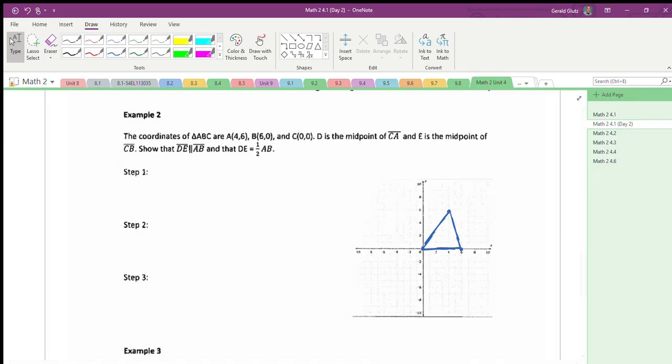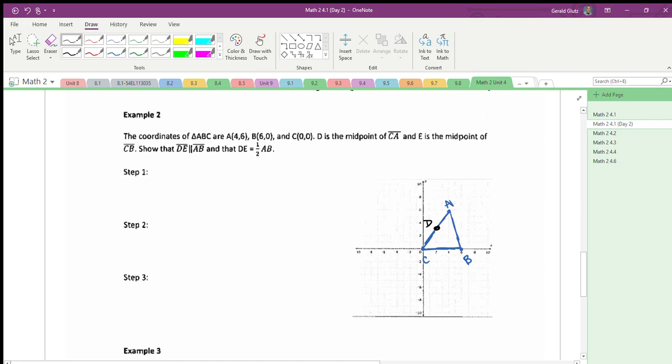So D is the midpoint of CA. It would help if I wrote the letters. So this was C, A, and B. D is the midpoint of CA. CA goes up 6, so I go up 3, and then right 2. That's point D.